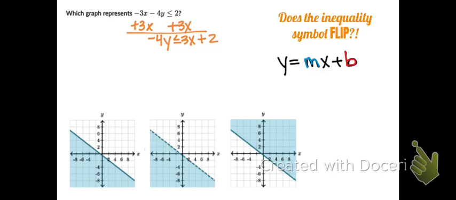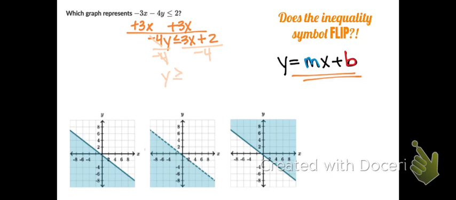And when you're adding, you don't flip the sign. Notice instead of writing 2 plus 3x, I wrote 3x plus 2, so it's closer to the slope-intercept form over here. Now, to get y by itself, I'm going to divide by -4. You need to divide this whole side by -4. When you divide by a negative number, that does flip the sign.